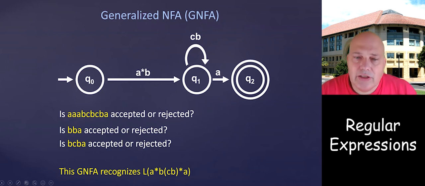This GNFA recognizes the language that corresponds to the regular expression that starts with A star B, concatenated with CB star, because you can take this edge zero or any number of times, concatenated with A, because at the end you need to take A to reach here. So this is a generalized NFA which corresponds to a regular expression.